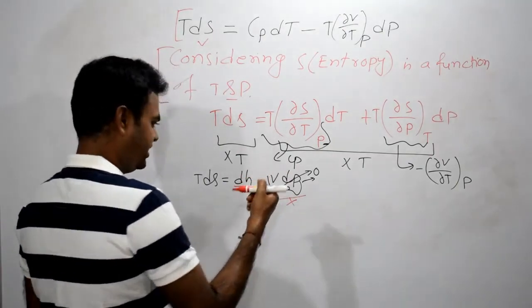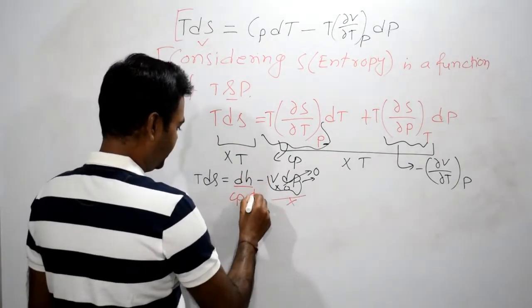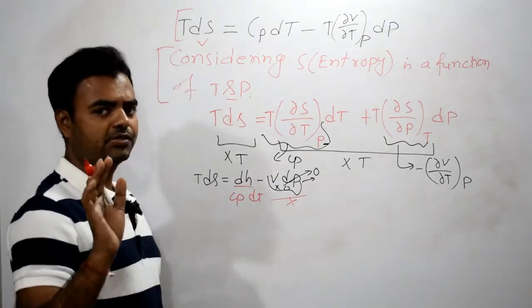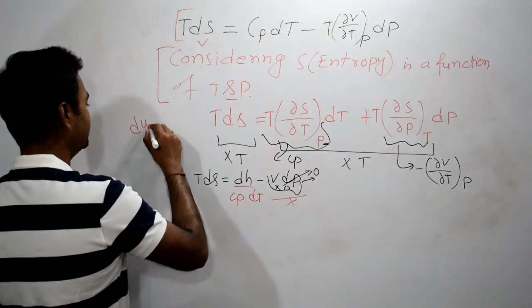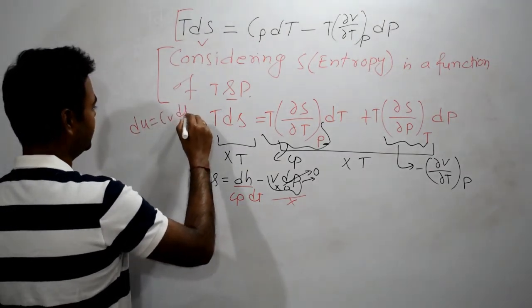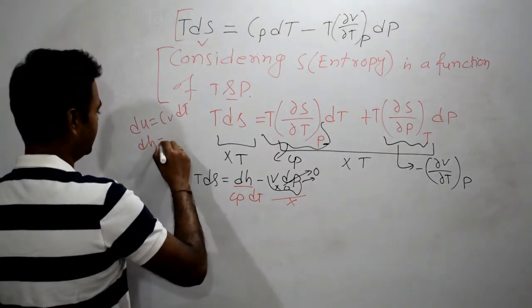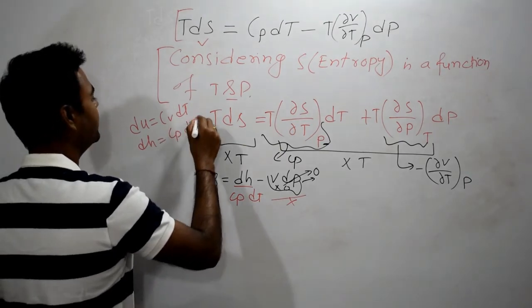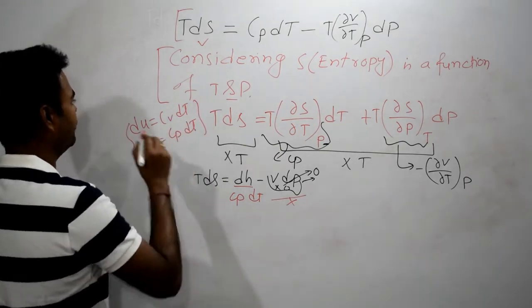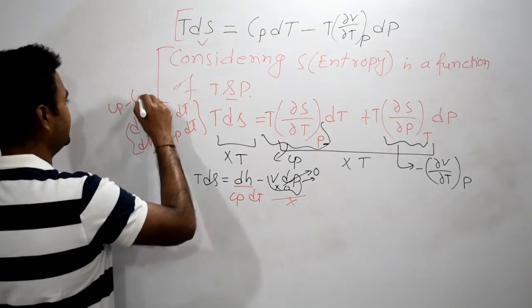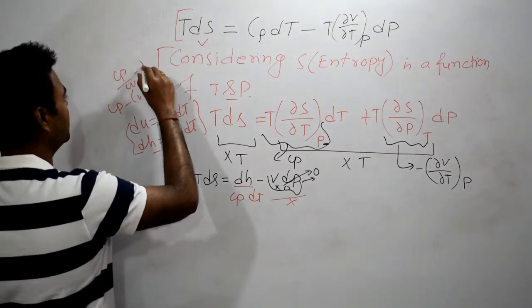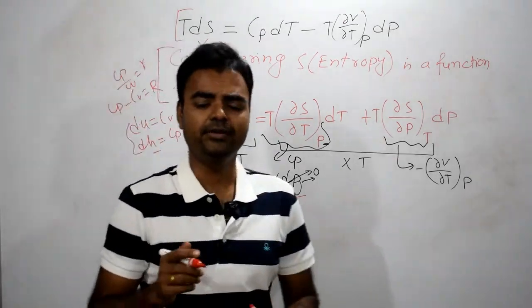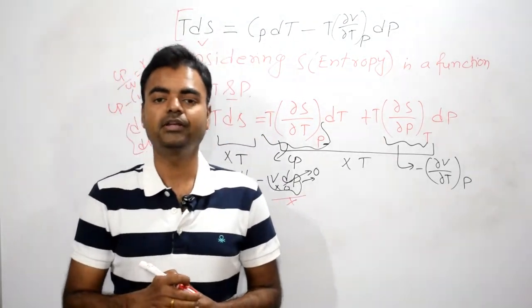Now what we know is dH is equal to Cp dT. So we got two formulas from both equations: dU is equal to Cv dT and dH is equal to Cp dT. These two formulas are very important. Other formulas are Cp minus Cv is equal to R, and Cp by Cv is equal to gamma. These formulas play a very important role while solving numerical problems.